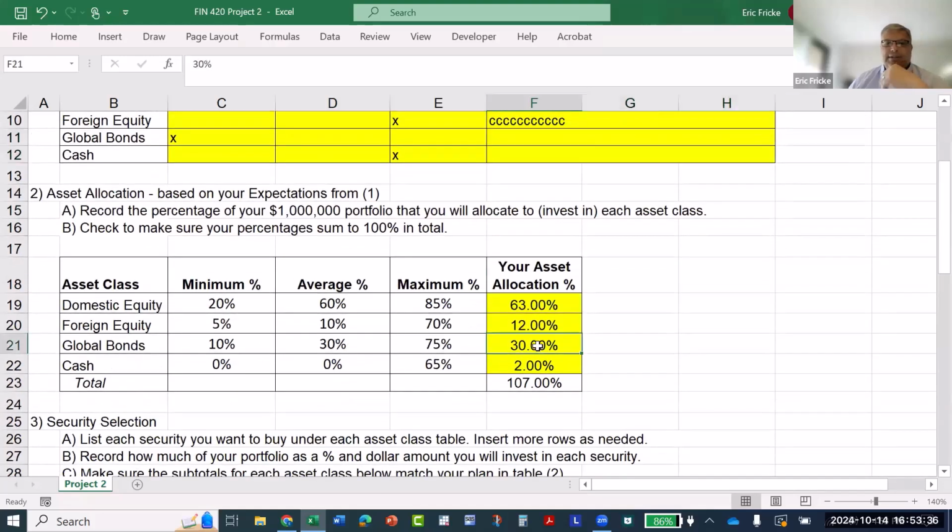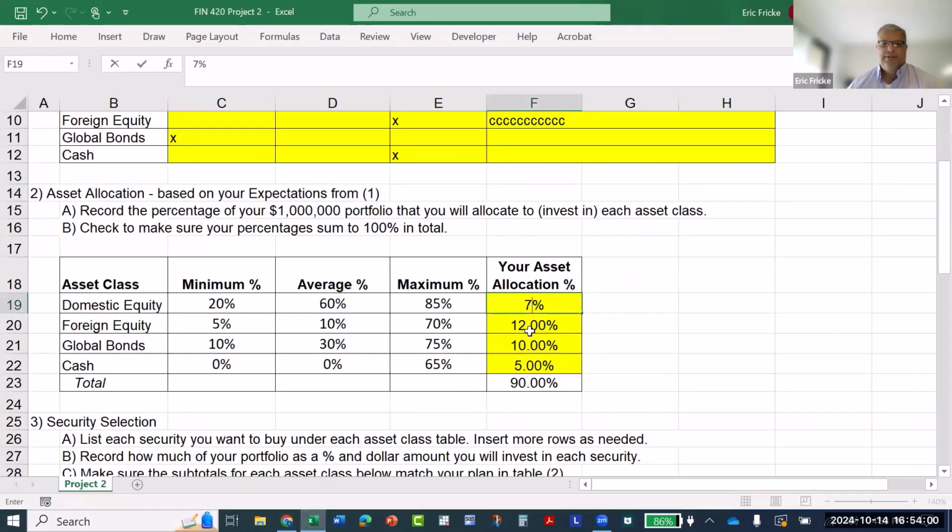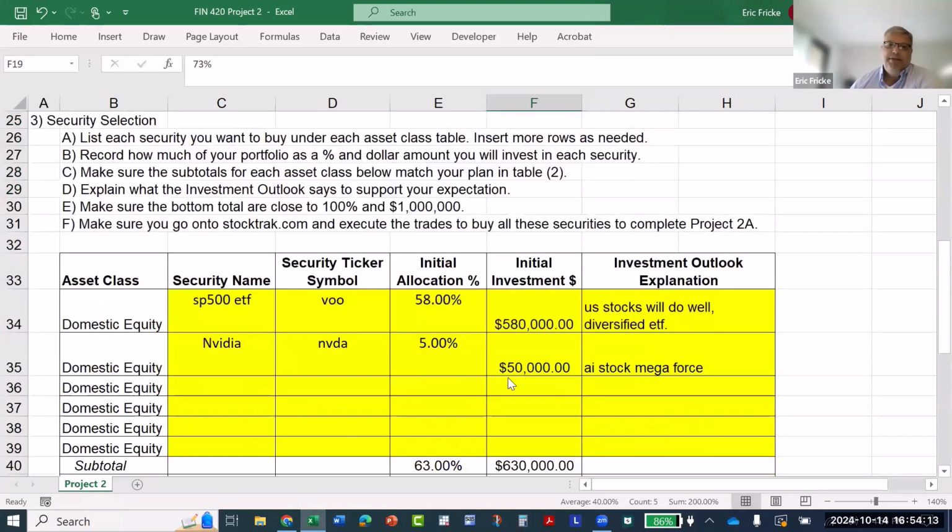Global bonds. Let's now make that 10% maybe, and looks like we can increase this now. Let's make cash 5%. Let's make foreign equity... Yeah, let's do U.S. stocks. They like U.S. stocks, didn't they? Whoops. Let's make that 73. So you can see how it's a little give and take with the asset allocation. I know it's not scientific, but there is a little creativity. All right, and then pick your securities.